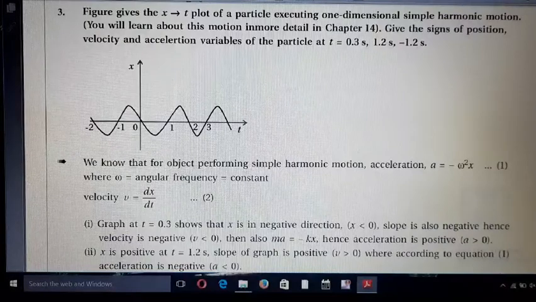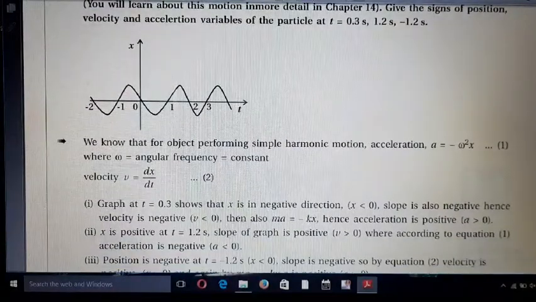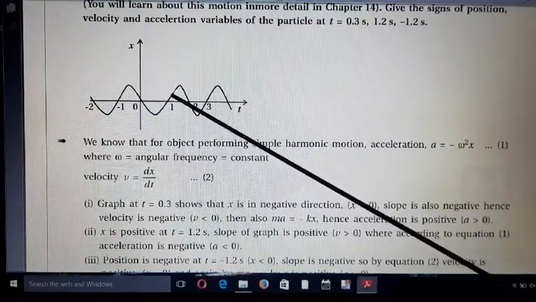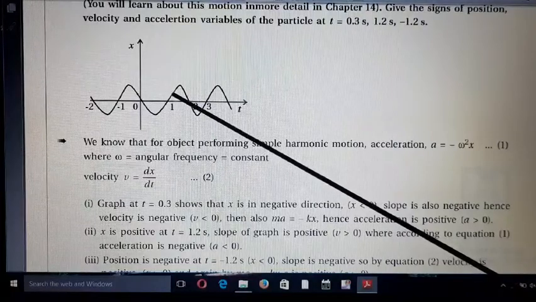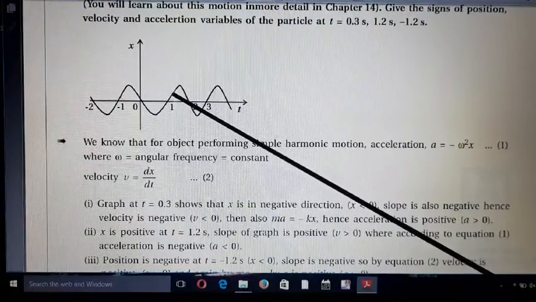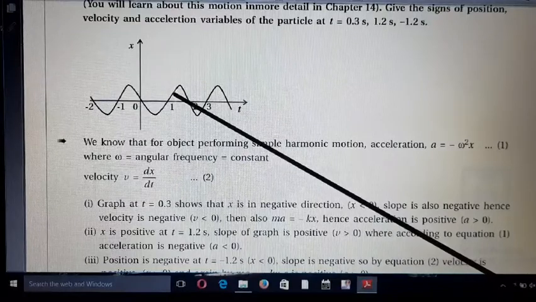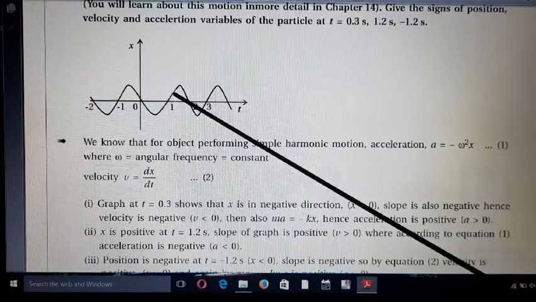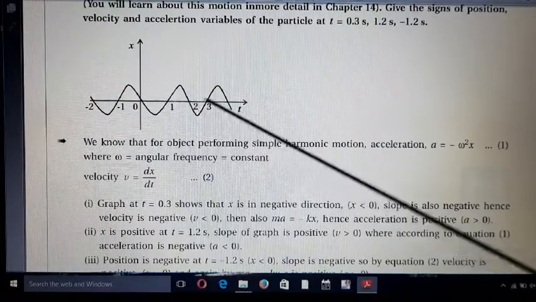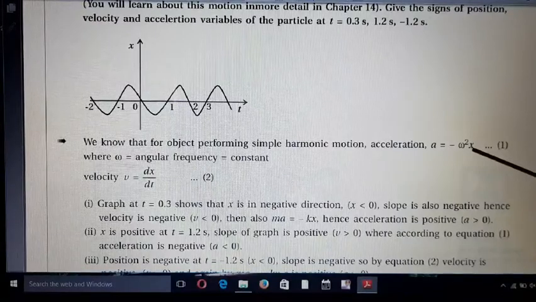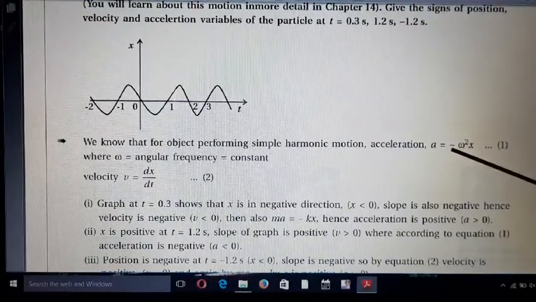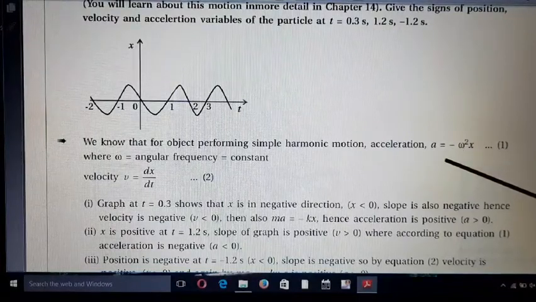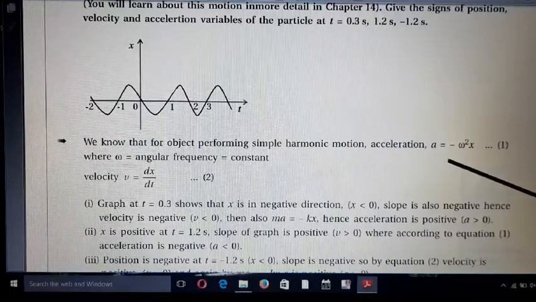Okay. For second, t is equal to 1.2 second. Look here, this is 1 second. So exactly here, time t is 1.2 second. Here x is positive. So the slope of the graph is also positive, meaning velocity is positive. But here the value of x is positive, but now we have the negative sign already. So we get the value of acceleration as negative according to this formula.